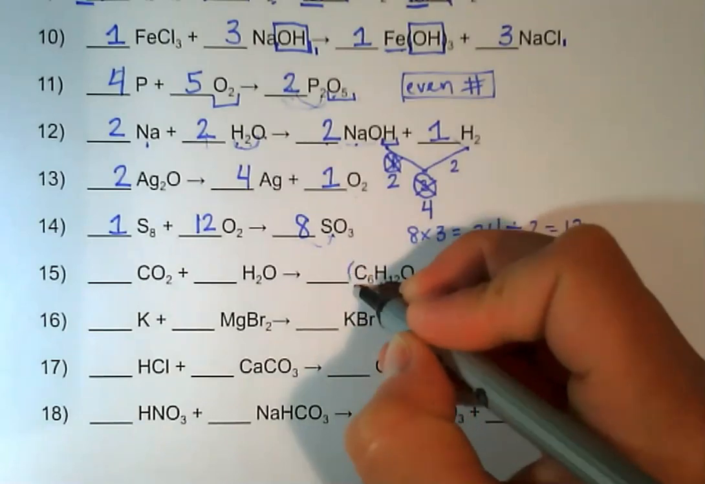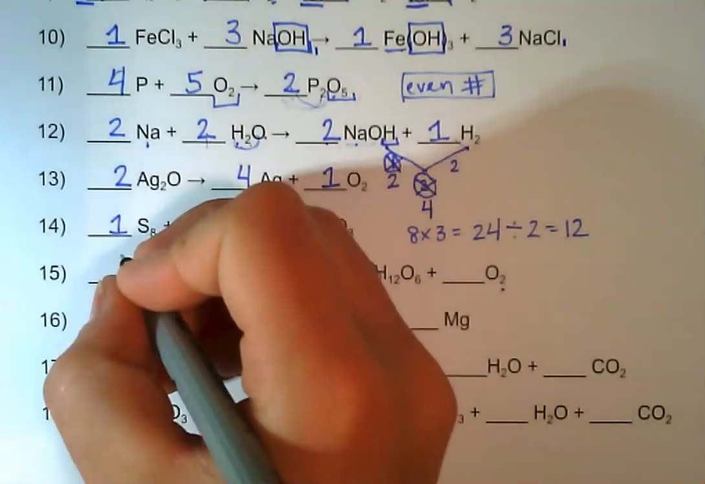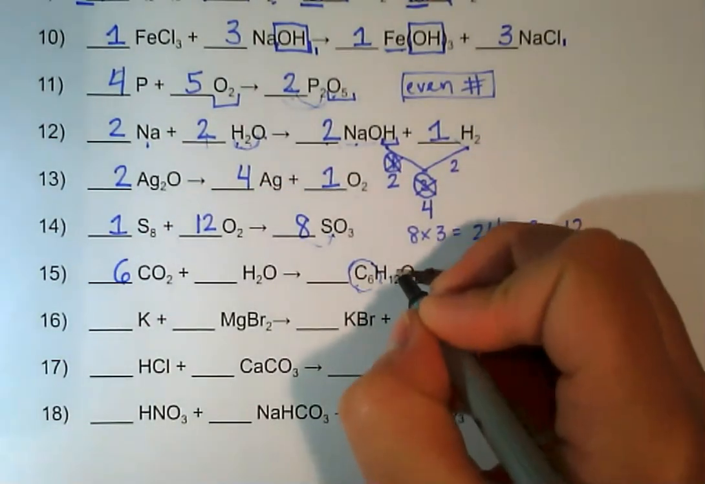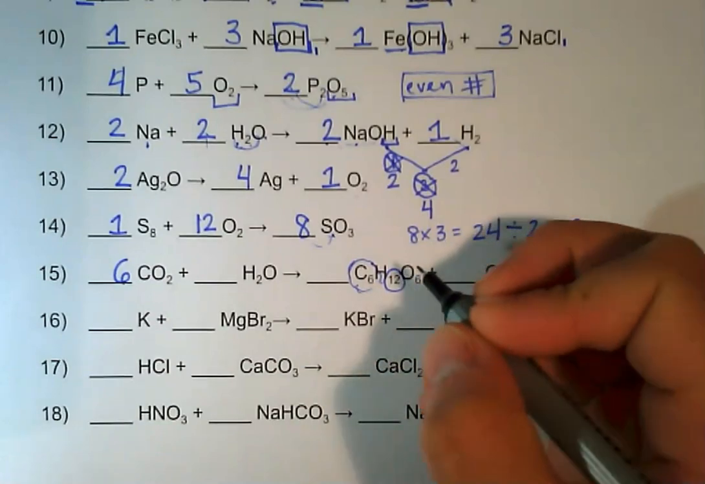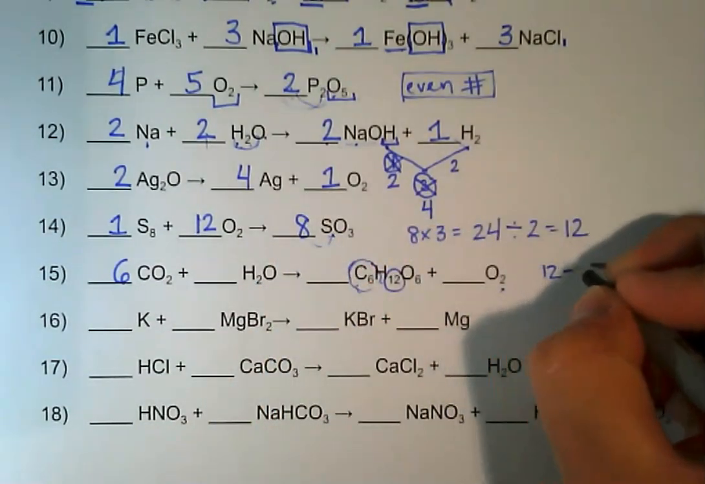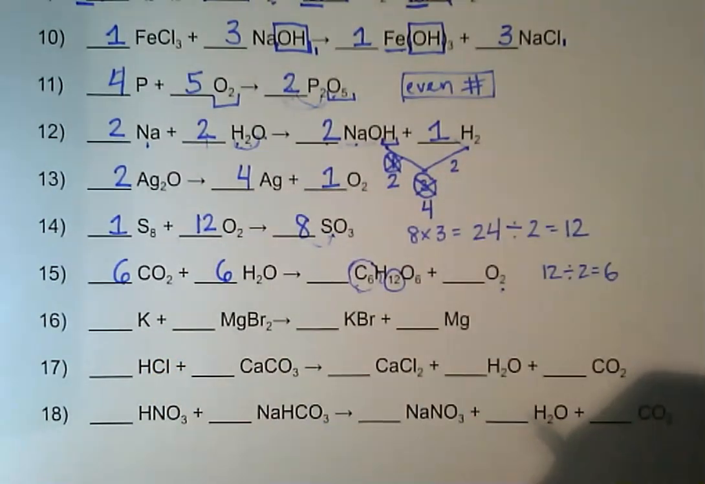There are 6 carbons on my product side and only 1 carbon on my reactant side, so I'm going to put a 6 in front of CO2. And there are 12 hydrogens on my product side and only 2 on my reactant side. So 12 divided by 2 equals 6, so I'm going to put a 6 in front of H2O.